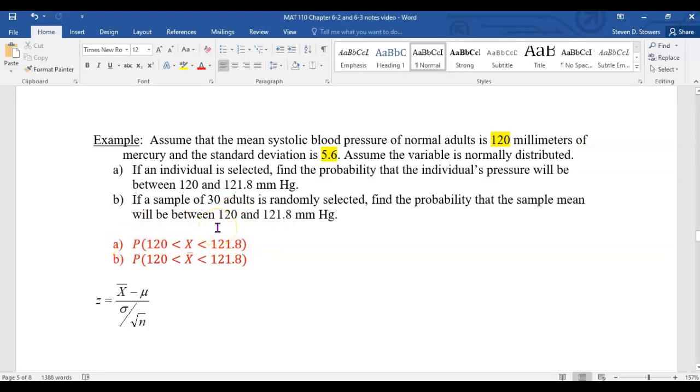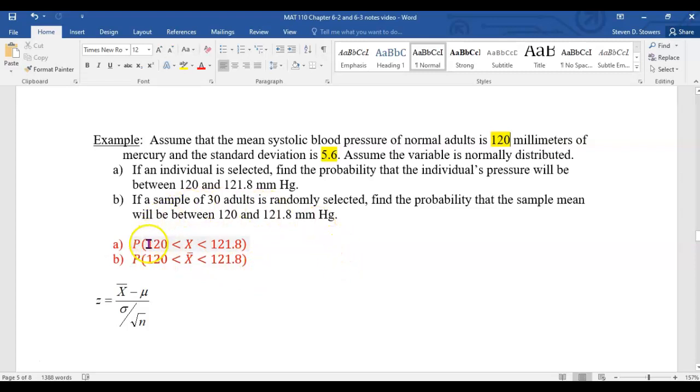And then looking ahead to part B, that says if a sample of 30 adults is randomly selected, find the probability that the sample mean, the average blood pressure for those 30 people, will be between 120 and 121.8 millimeters of mercury. So in part A, we're trying to find the probability that one individual value is between 120 and 121.8. In part B, we're finding the probability that a sample mean is between 120 and 121.8. So first let's do part A.